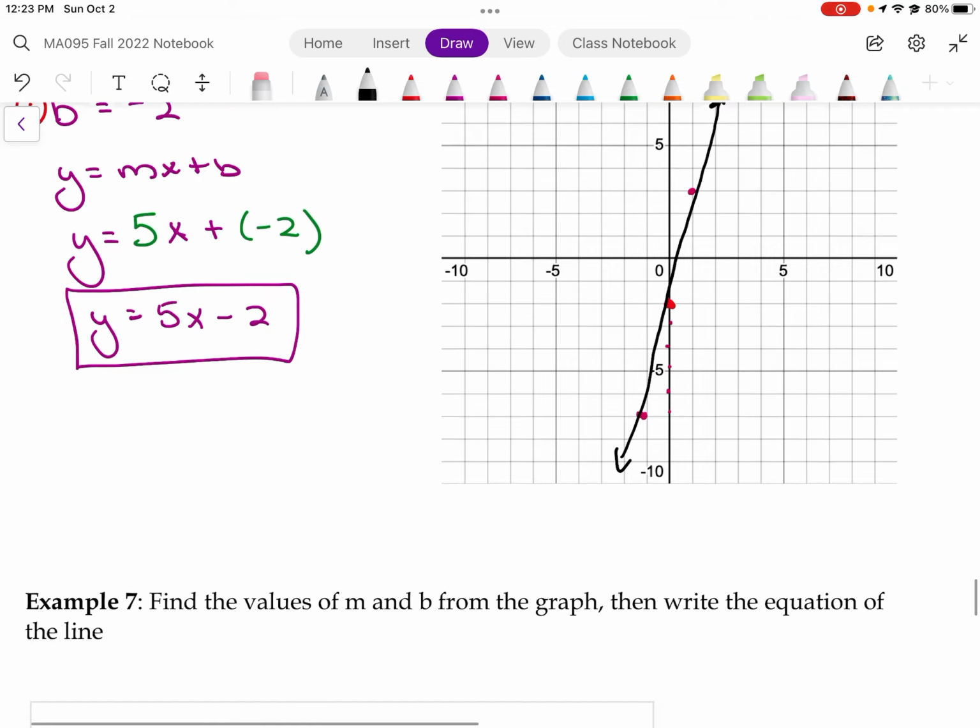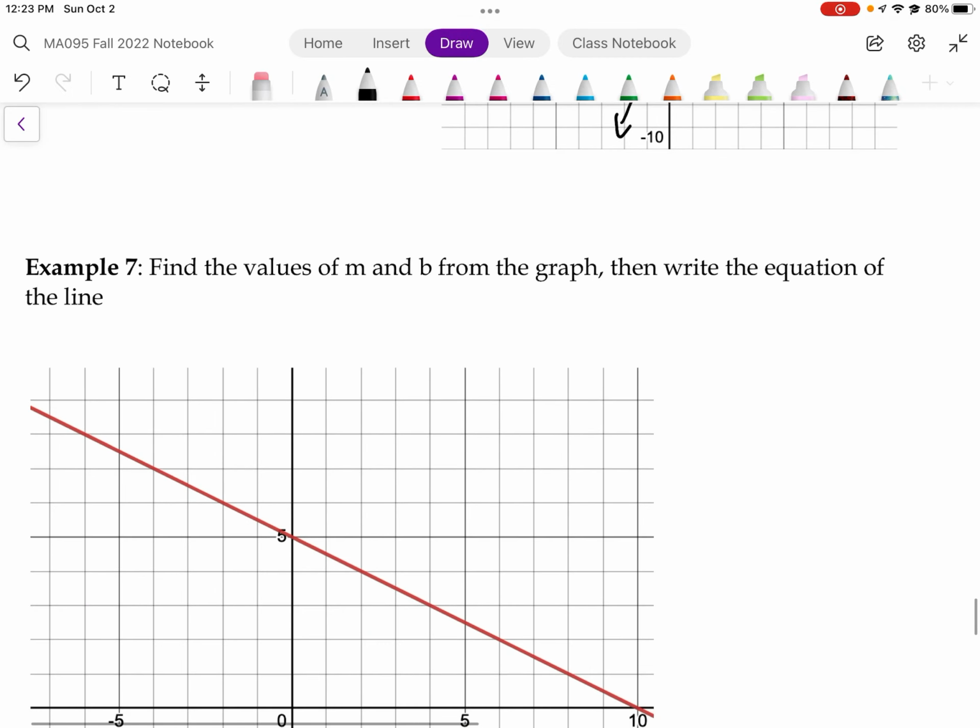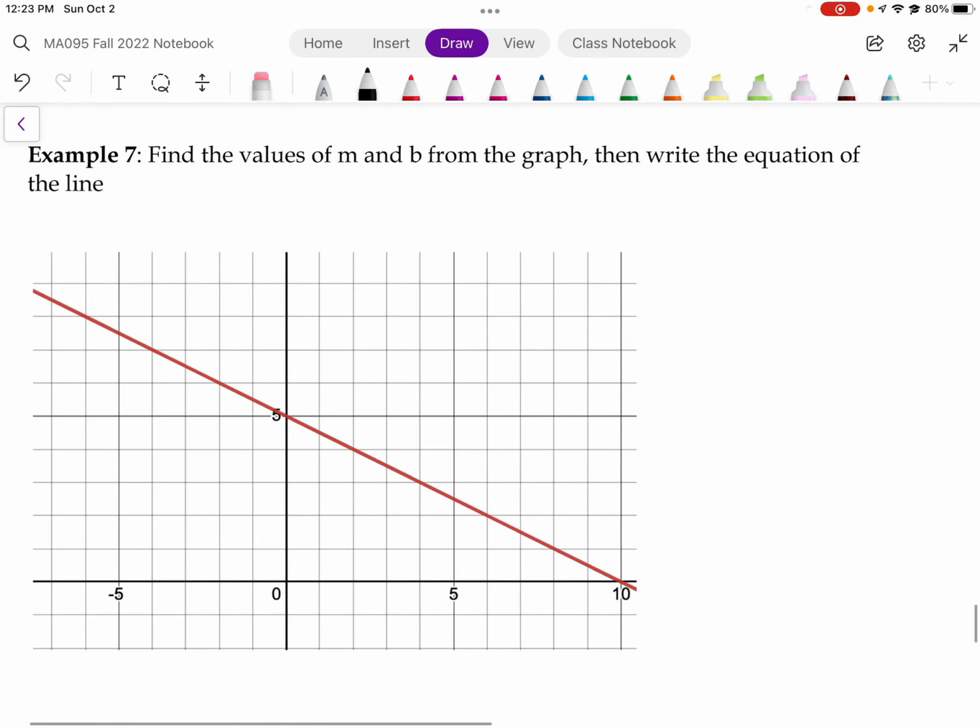All right, let's try that again. Find the values of m and b from the graph, then write the equation. This is a little different. So you're going to see some problems like this in the homework or knowledge test. You need to be able to do these. So the first thing you want to do is find m and b.